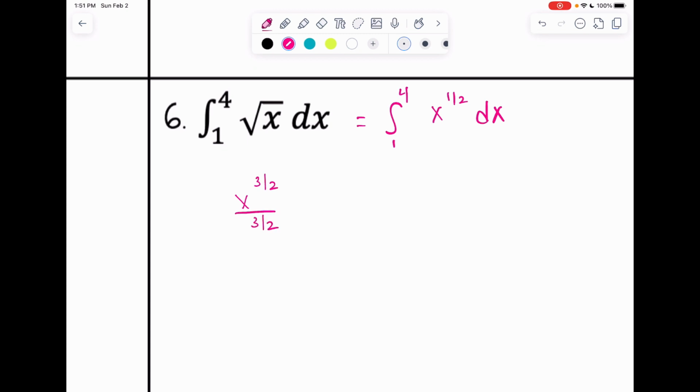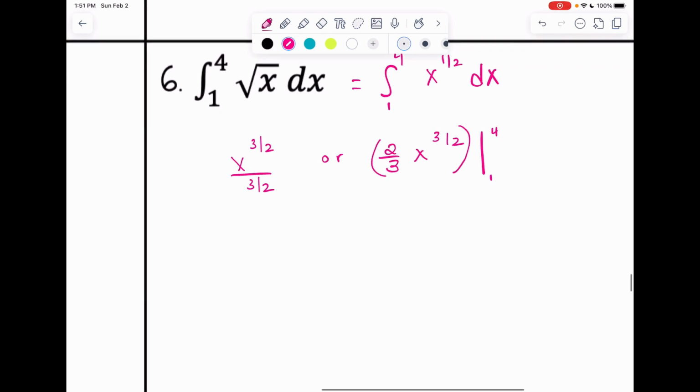Now I can divide by 3 over 2, but personally I don't like the way that looks. So what I'm going to do instead is I'm going to multiply by the reciprocal. We should remember that from algebra, dividing by a fraction or multiplying by the reciprocal will produce the same answer. So I'm going to use 2/3 x to the 3/2, and I'm going to evaluate that now using our bounds. All right, so I'm going to plug in 4. And then I'm going to plug in 1.